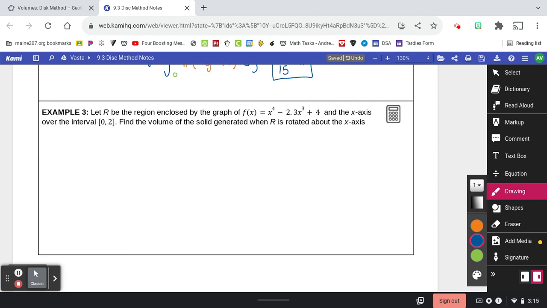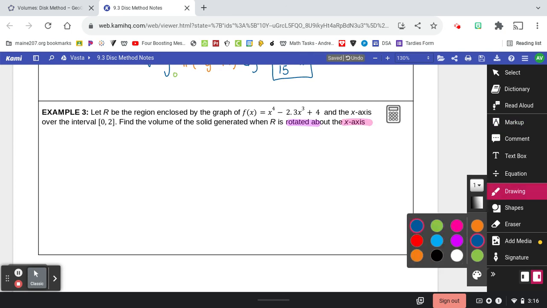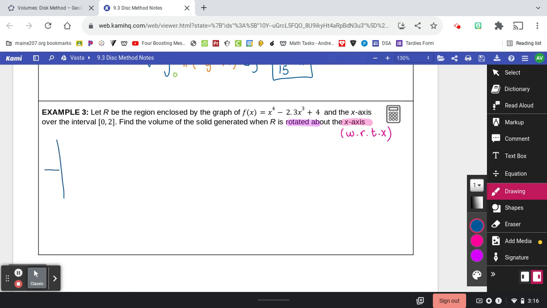Last but not least, this is a calculator question, so it would be one that you would have a calculator for on the AP test. Let R be the region enclosed by this graph and the x-axis. Find the volume of the solid generated when R is rotated around the x-axis. So as soon as I'm rotating, I know that my formula is going to be the area of a circle. And because I'm rotating around the x-axis, I know I'm going to set everything up with respect to x. So the first thing I'm going to do here is graph this. And when I graph this on my calculator, I get a picture that looks something like this over the interval from 0 to 2.